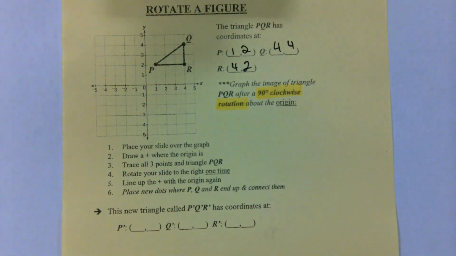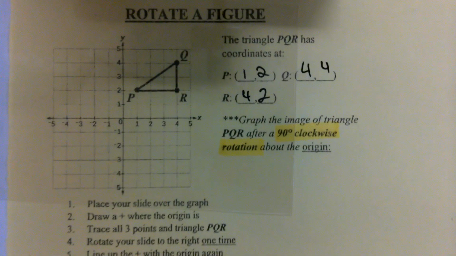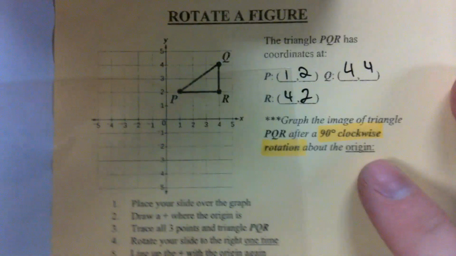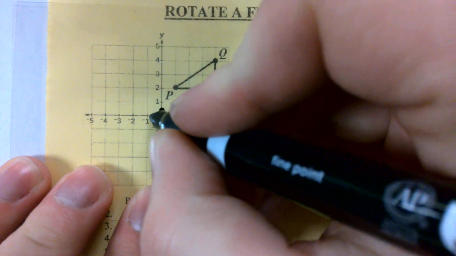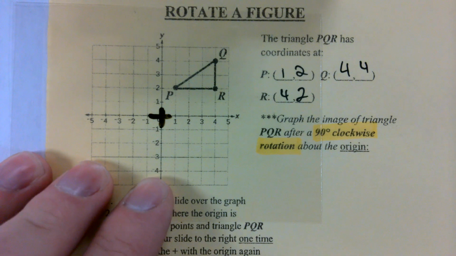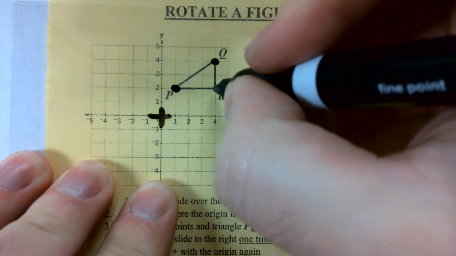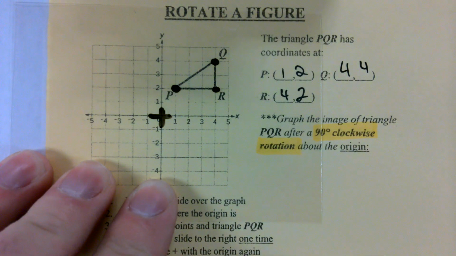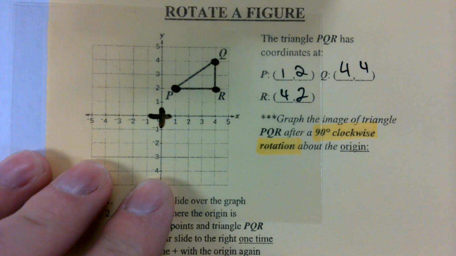We're going to place our slide. I'm going to get a clean one. Let me zoom in here. Okay, slide over the graph. Make a plus at the origin. And now I'm going to make 3 dots. One at P, one at Q, and one at R. But I'm not going to draw my lines. Why? Because we're not plotting lines, we're plotting points, right? So we don't need to draw the lines, we just need to draw the points.